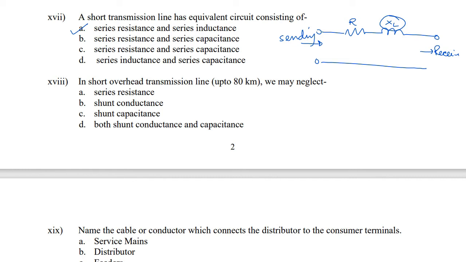Now in case of short overhead transmission line, that is up to 80 km, we can neglect what? What do we neglect? You can see from this picture, that is there is no shunt branch. So both shunt conductance and capacitances are neglected for overhead transmission line which is up to 80 km, means the short overhead transmission lines. Okay.